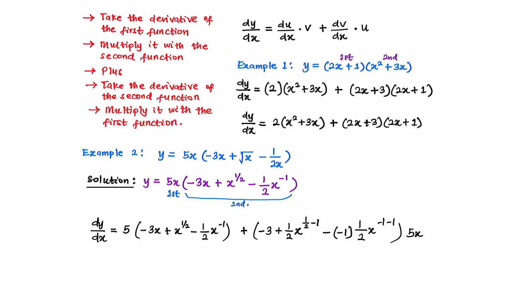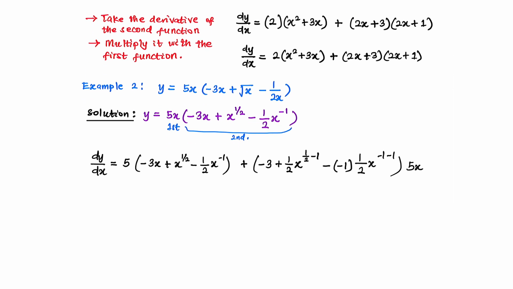So simplifying further, we have dy/dx equals, we are not going to open this first part here. We are not opening this. We are just going to rewrite it. So we have 5 into minus 3x plus x raised to the power 1 over 2 minus 1 over 2 x raised to the power minus 1 plus this 5x here at the end.